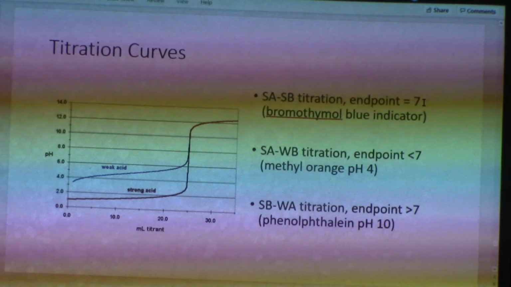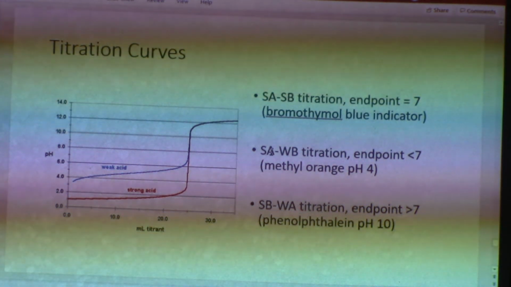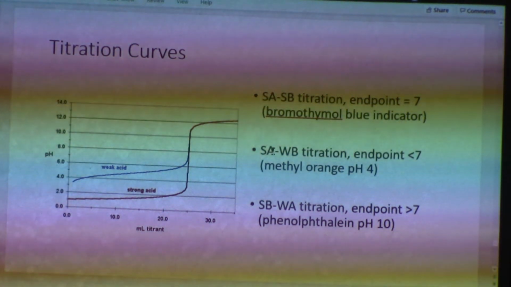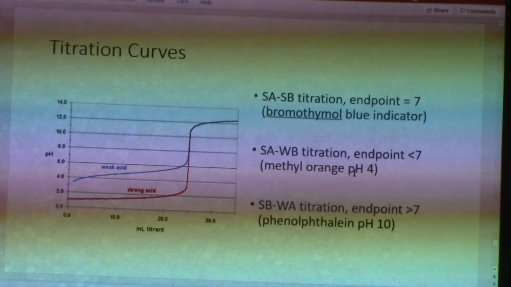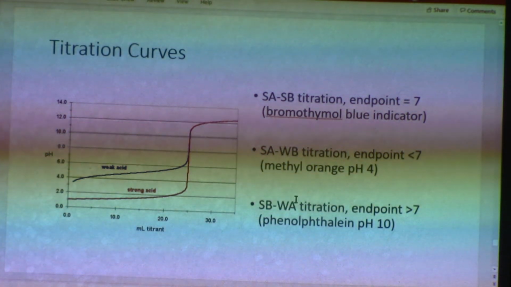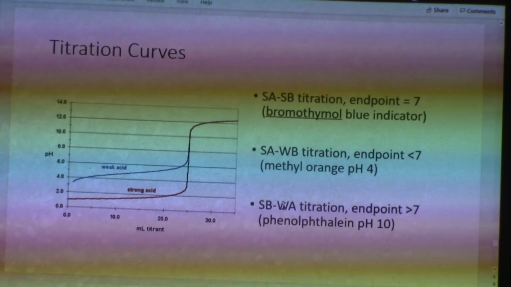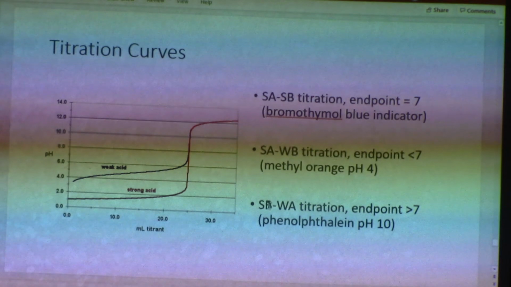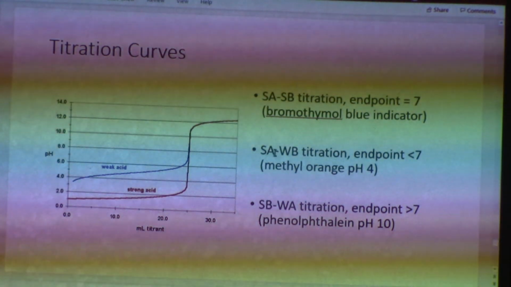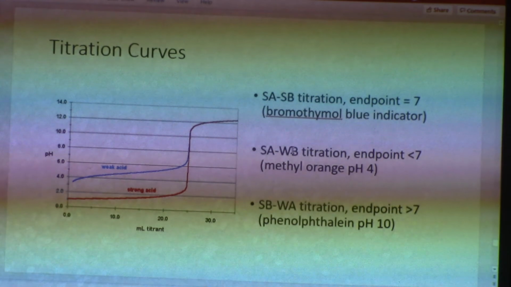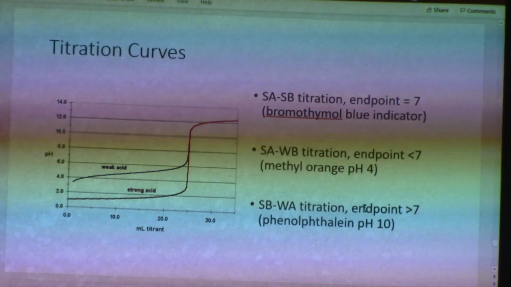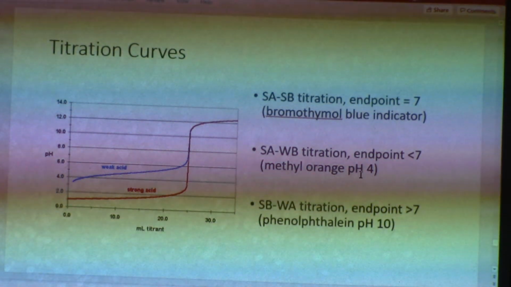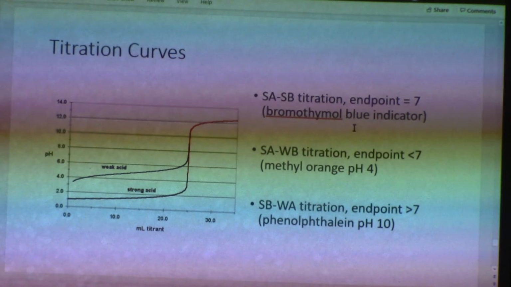The endpoint will be 7 here. We can have a strong acid and a weak base titration. Because of the properties of the hydronium of the strong acid, the equivalence point will be below 7. And then for a strong base and a weak acid titration, because of the properties of hydroxide, think: much larger Kb than Ka. This is a much larger Ka than Kb. So for strong base and weak acid interactions, the endpoint will be greater than 7. And we can pick appropriate indicators for these when we determine our entities that are present.